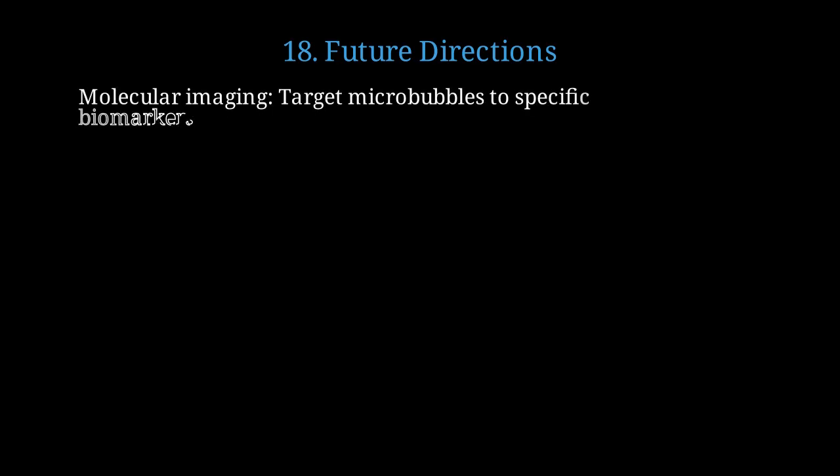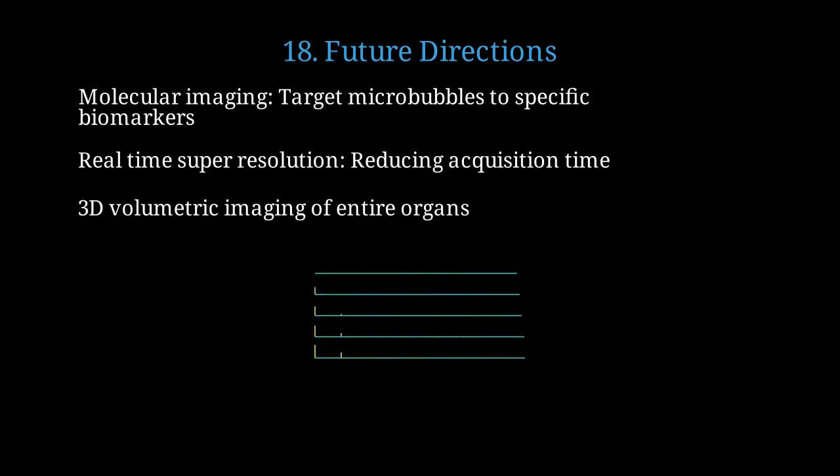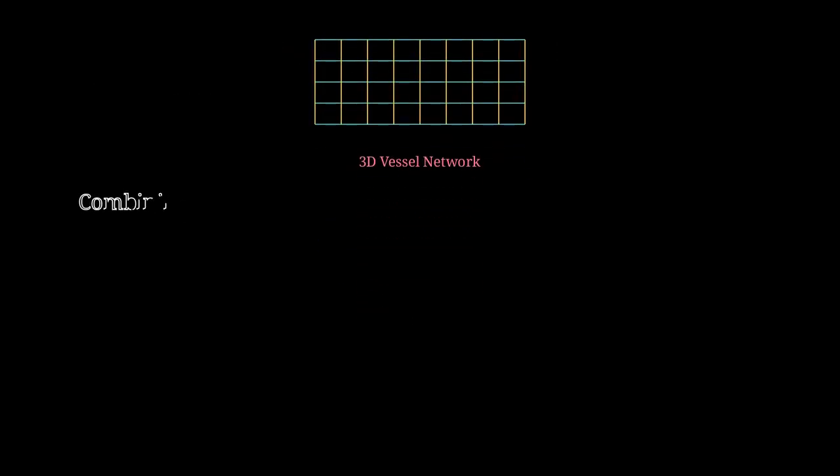Targeted microbubbles with ligands specific to disease biomarkers will enable molecular imaging at microscale resolution. Researchers are working toward real-time super-resolution imaging, reducing acquisition times from minutes to seconds. Three-dimensional volumetric super-resolution imaging will allow comprehensive mapping of organ microvasculature. Future systems will map complete three-dimensional microvascular networks, revolutionizing our understanding of organ physiology and disease. Integration with MRI or PET will provide complementary structural, functional, and molecular information.